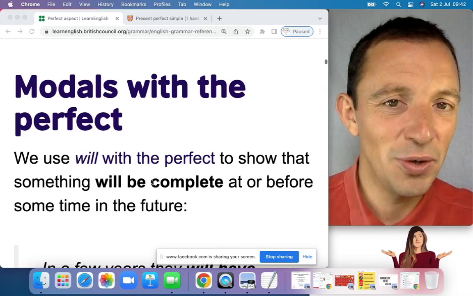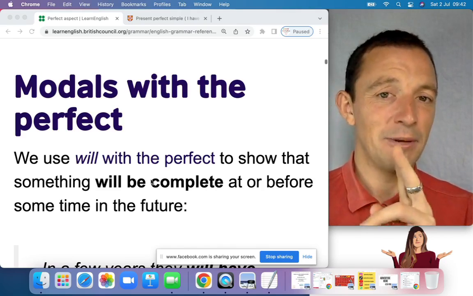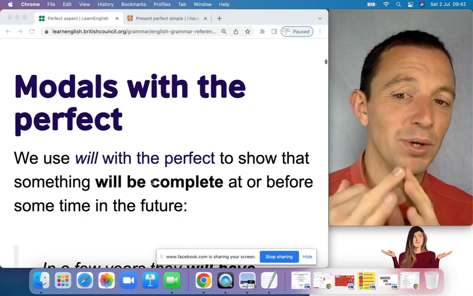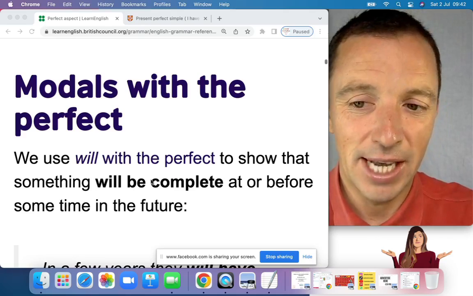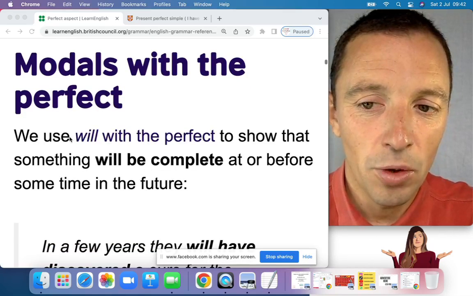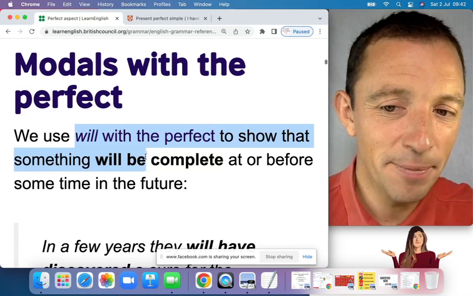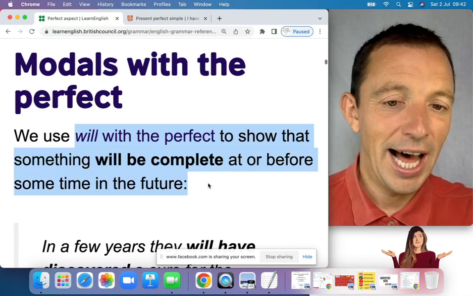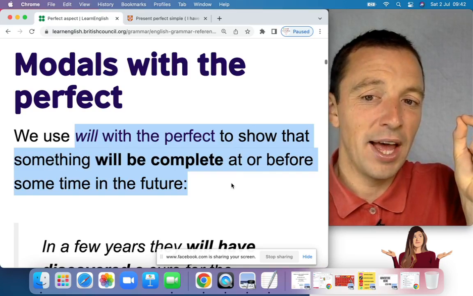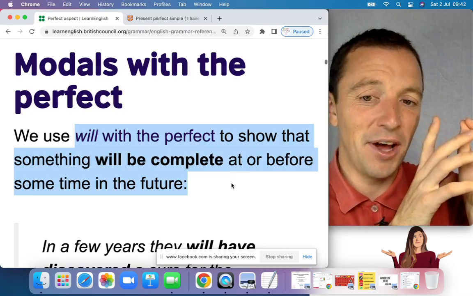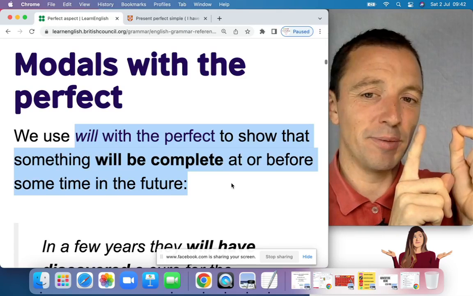So let's continue a little with this section of using the modal verbs: can, may, might, could, should, must, ought to, will, plus the perfect tenses. Let's check. We use will with the perfect to show that something will be complete at or before some time in the future. So now we're in this perspective of the future, and we want to say the period of time at or before this time in the future.